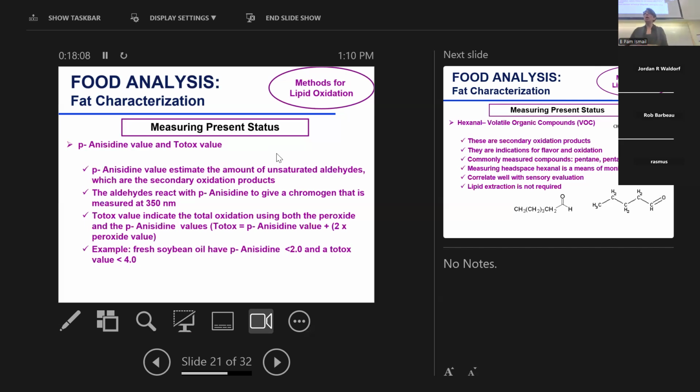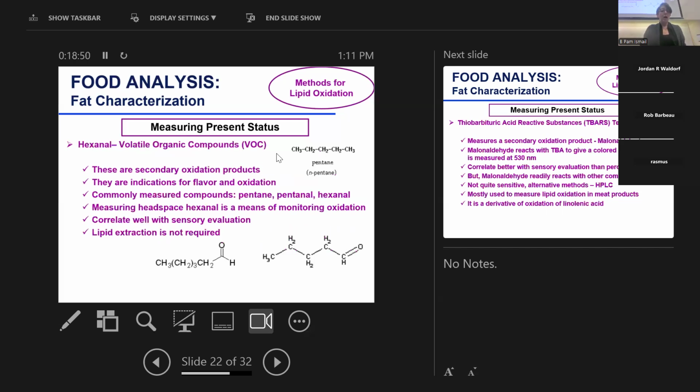This is a better measure than just measuring peroxide or just measuring anisidine, because it gives you the state of primary and secondary oxidation. Totox is the anisidine value plus twice the peroxide value. This is how it is calculated. And it gives you a kind of a picture of primary and secondary oxidation. And this is an example of fresh oil, soybean in specific. What would the expected value for anisidine and Totox be?